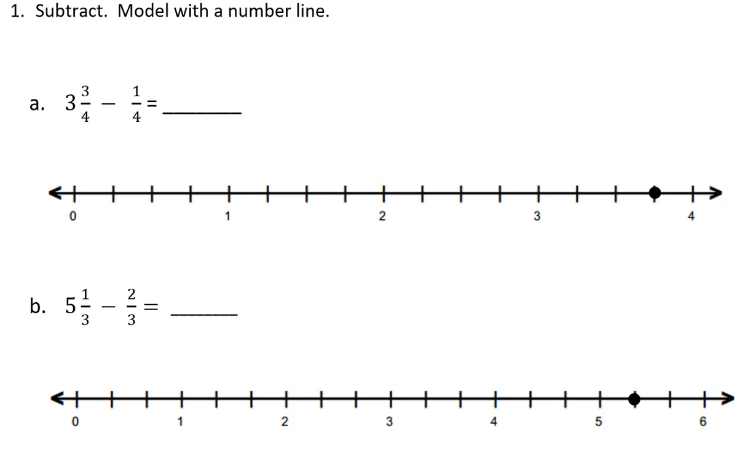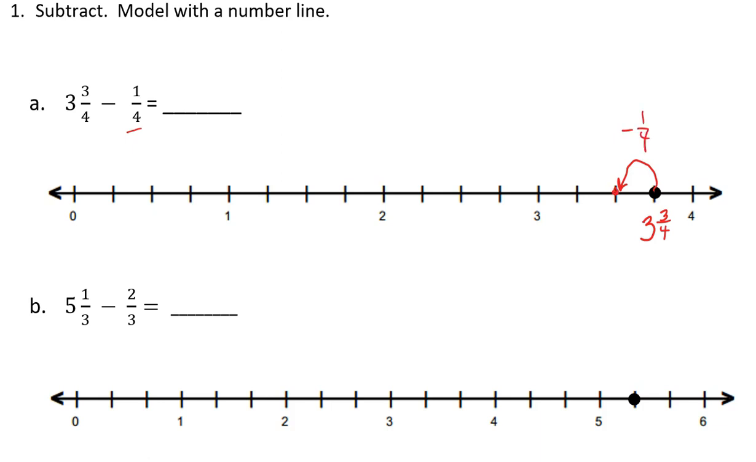Question A says 3 3/4 minus 1/4. If I look at my number line, there's a dot that tells me where I'm going to start. So this is the 3 3/4 point. From that, I need to subtract 1/4. All that means is I need to hop back 1/4. So I'll show that.